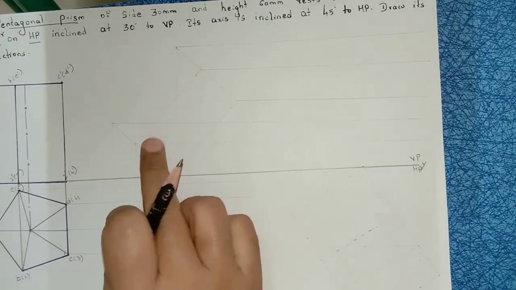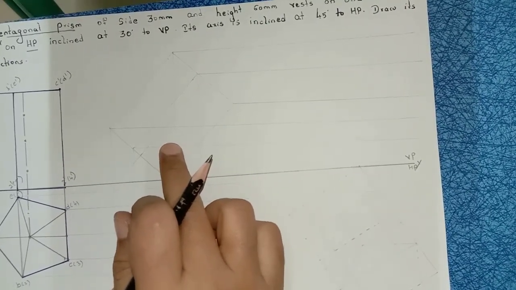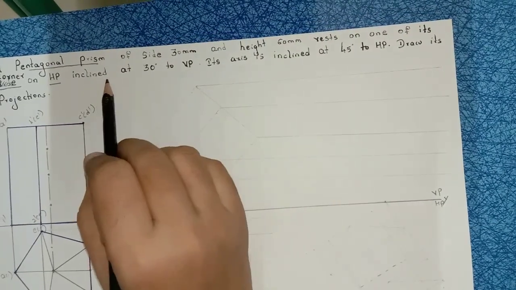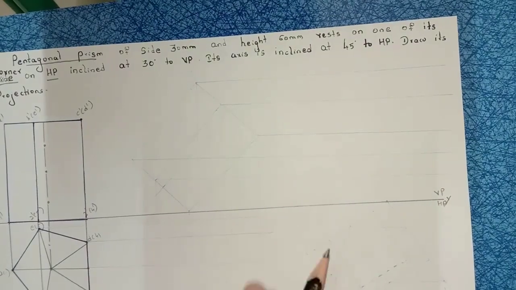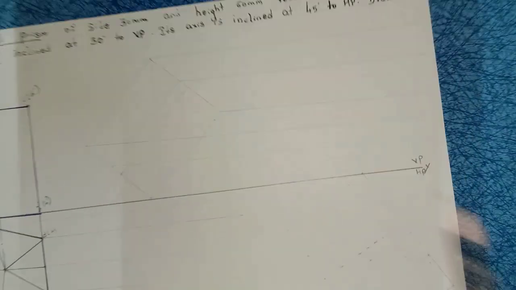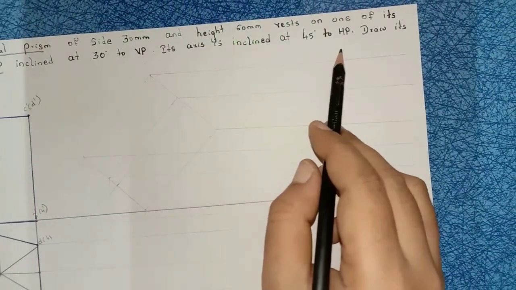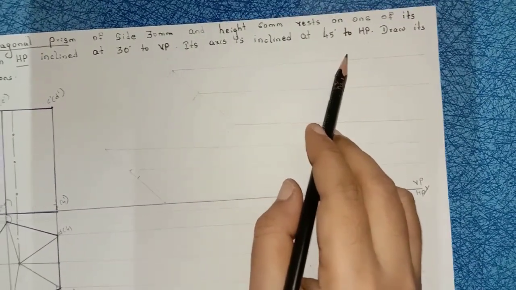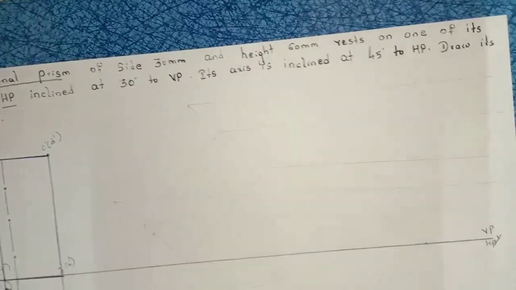Now I have to construct third step here. In order to construct the third step here, the angle should be inclined to HP. But if you see the next part of the question, they mention 30 degrees to VP, right? But we want here inclination to HP, right? So let us read the next part of the question. Its axis is inclined at 45 degrees to HP. So first construct this 45 degrees to HP axis line, right? So same process.